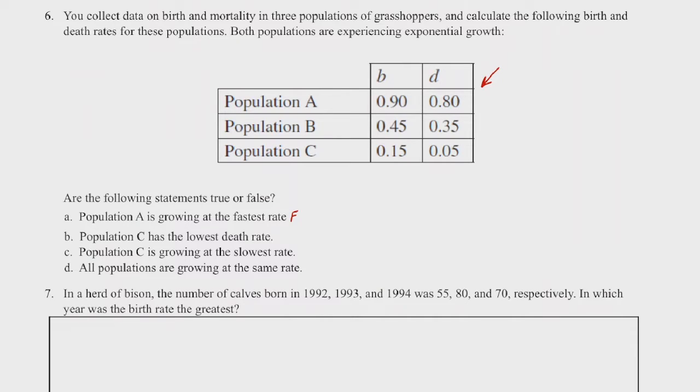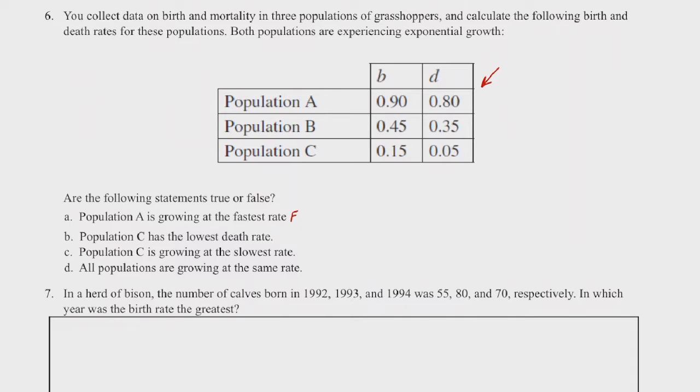So that's false. The death rates are actually 80%, and so that is way higher than B or C, and so it actually does not qualify for having the fastest growing rate because 80% of those individuals are dying off. And B. Population C has the lowest death rate, so that is true.